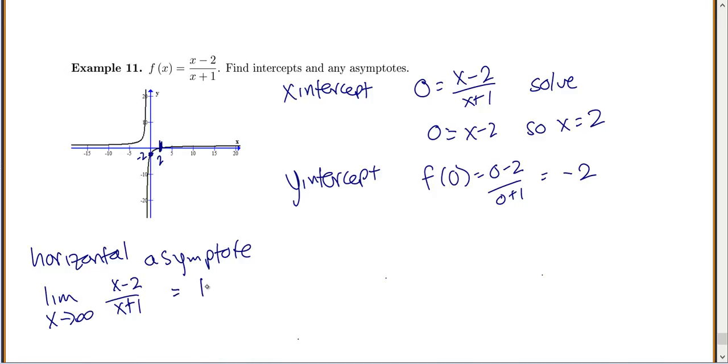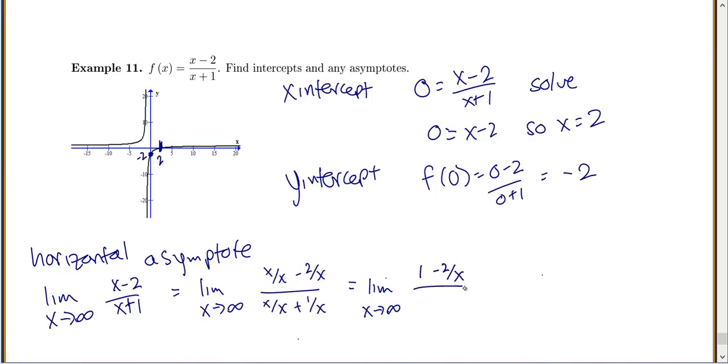But what you can do is go through and divide every single term by x. Divide everything by x. As long as you divide everything by the same thing, it's not changing, right? So you'd have x over x minus 2 over x, over x over x plus 1 over x. And let's simplify. So we get 1 minus 2 over x, over 1 plus 1 over x.